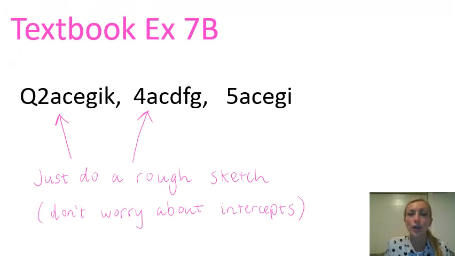These are the textbook questions I would like you to do. For question 2 and 4, just do a rough sketch like I did with the examples. Don't worry about labeling the intercepts or anything, though you could have a go at the turning point if you like. Then for question 5, you just need to write the equation based off the transformation listed.